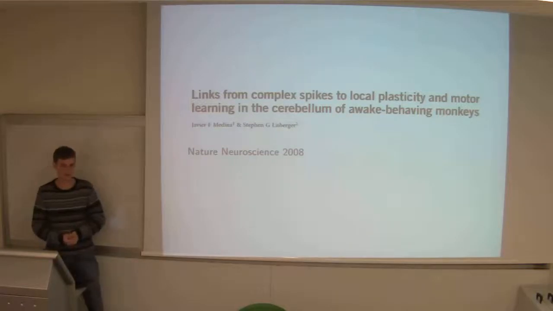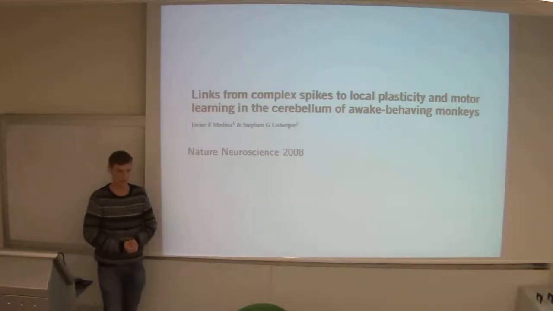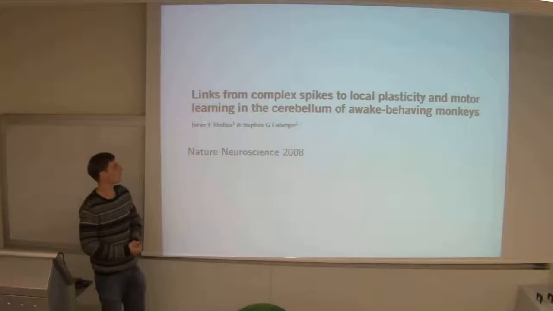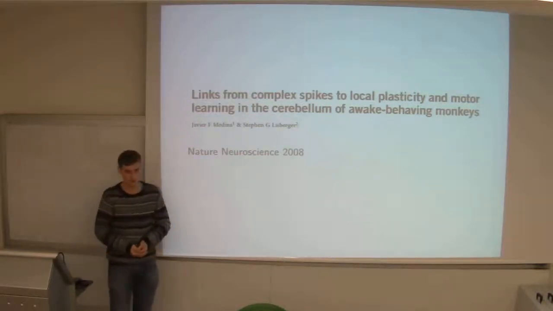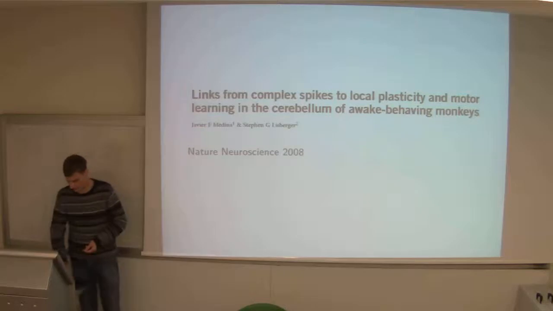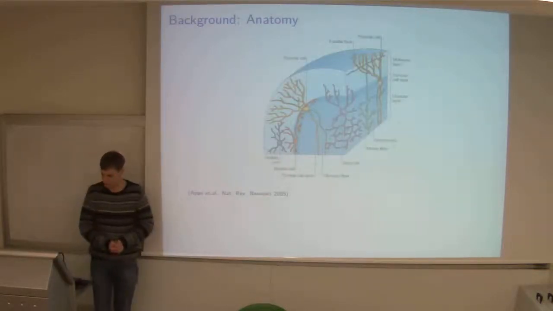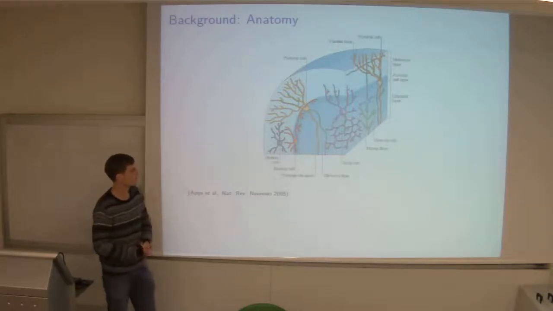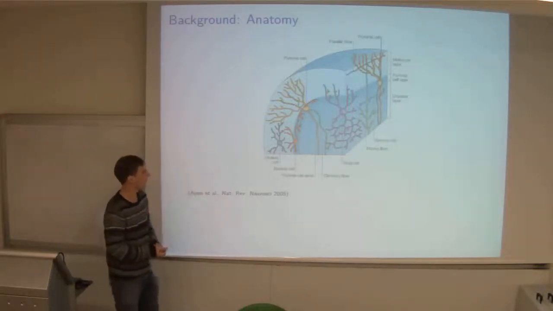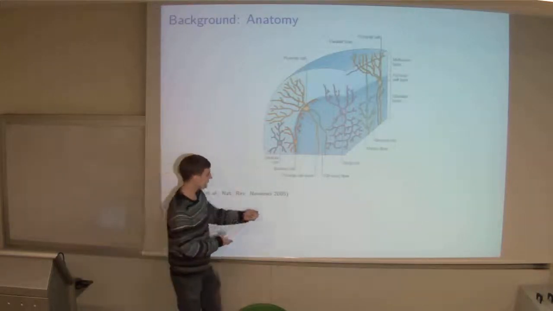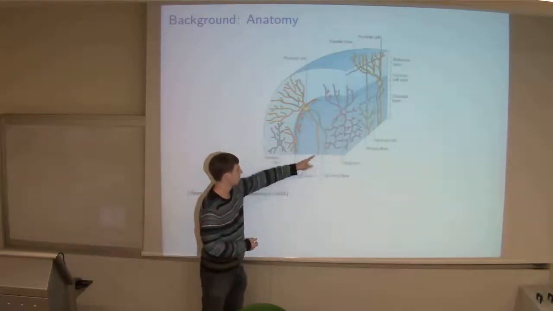Hello, my name is Johannes, and I'm presenting the second cerebellum paper, "Links from complex spikes to local plasticity and motor learning in the cerebellum of awake behaving monkeys", by Medina and Lisberger, Nature Neuroscience 2008. First, a short recap of cell types in the cerebellum. We just saw it in Yoni's talk. I'll be talking mostly about climbing fibers and Purkinje cells.